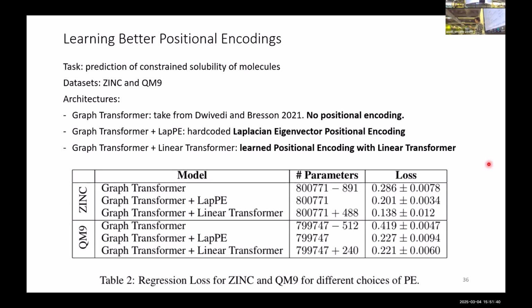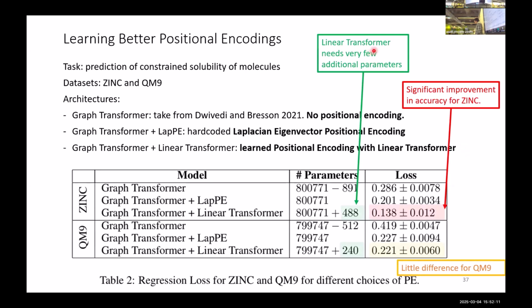So the first is the graph transformer without any position encoding, so that should do pretty badly. The second is a graph transformer that uses explicit Laplacian eigenvectors as position encoding. So that does much better. And the third thing is to use the graph transformer, but instead of Laplacian eigenvector position encoding, we use the output of the linear transformer. And so in the last case, I guess we train both the graph transformer and the linear transformer at the same time.